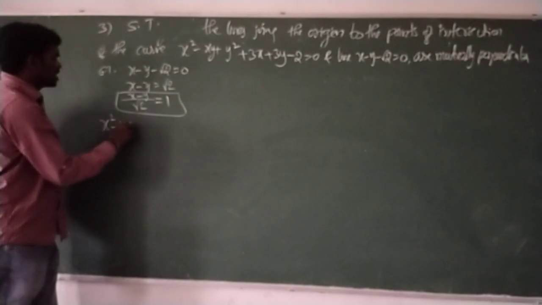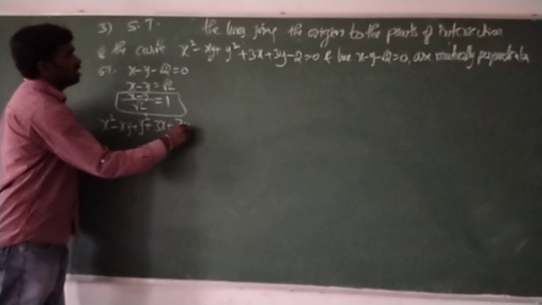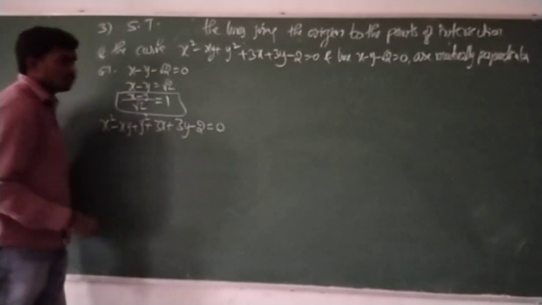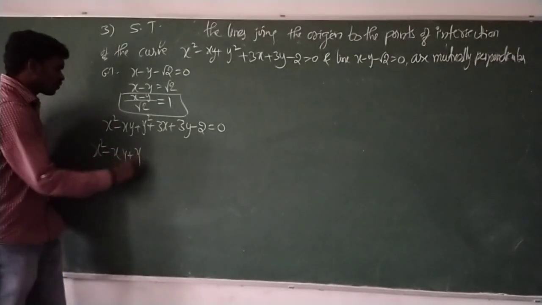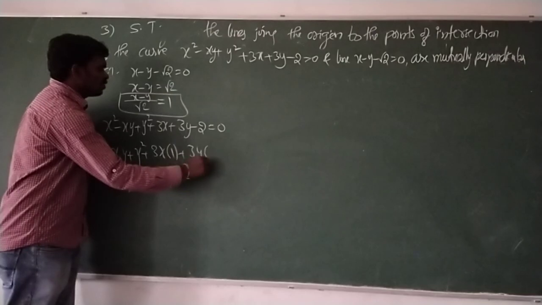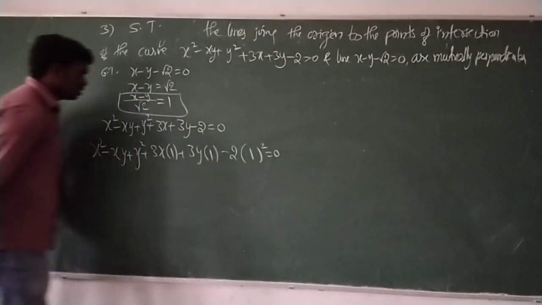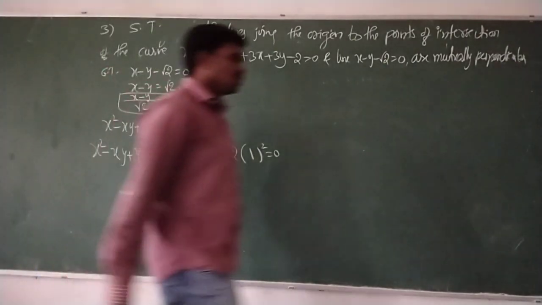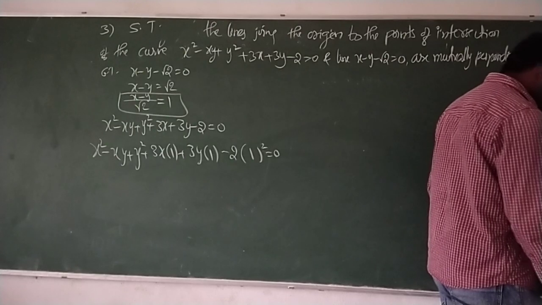x square minus xy plus y square plus 3x plus 3y minus 2 equal to 0. What is the next step? Yes, very good. You can do plus 3x into 1 plus 3y into 1 minus 2 into 1 square. Am I right? Once check it. If you have any doubts, please you can get clarification.